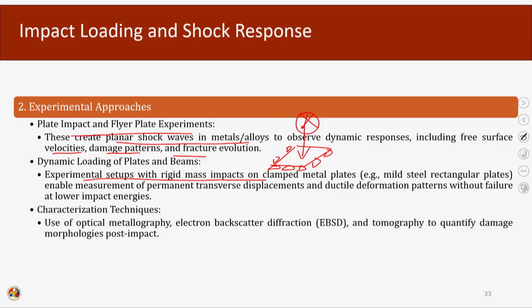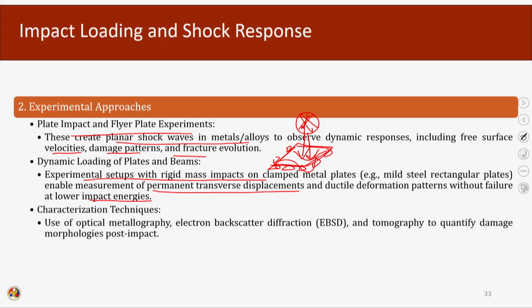Okay. So, the permanent transverse displacement and the ductile deformation pattern, without failure and at low impact energies, can be observed. What is done is that in this type of plates, which are clamped at all the ends, a rigid mass is dropped, and it is designed such that permanent failure does not occur and only the transverse deformation is recorded.